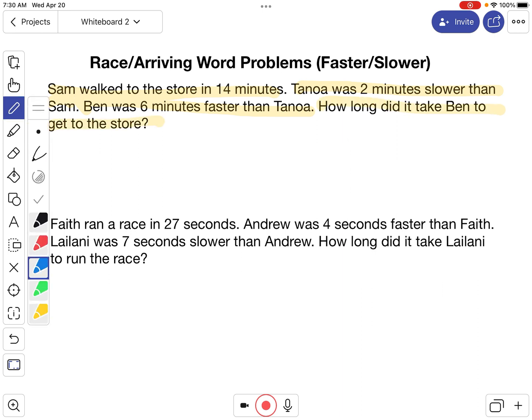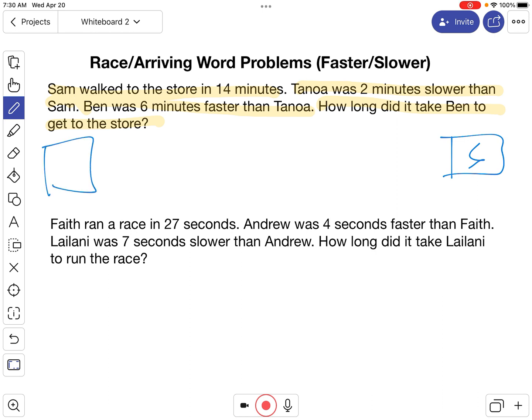So what our problem is dealing with is that we have the store over here, and let's say their house is right here, and we've got Sam taking 14 minutes. Here's Sam, and Tanoa was 2 minutes slower than Sam. So here's Tanoa back here because he's further away from the store because he's slower. And so if it takes Sam 14 minutes to get to the store, it's going to take Tanoa longer, which means a higher number than Sam's.